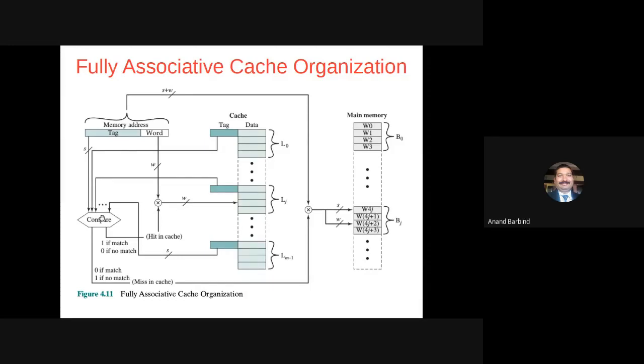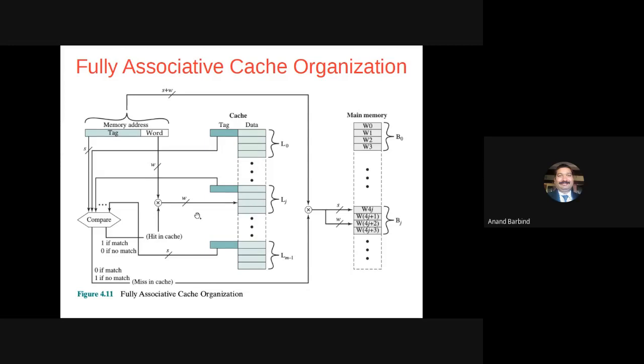So after comparison, the result of one of the comparisons may be true, that is, the block is present. If the block is present, then every comparator is representing one line, and that particular comparator will be used for reading that particular word. Okay, so the word address will be used to read from that particular line.